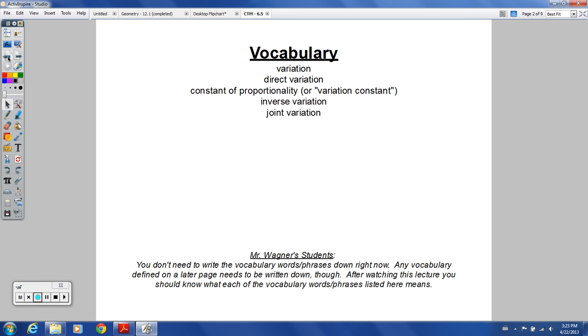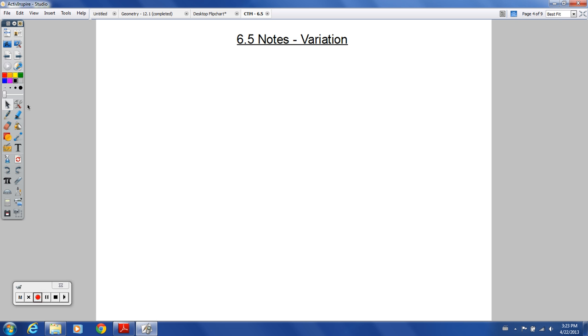So we're talking about variation. What is it? Why is it important? Why do we care? Variation, direct variation, inverse variation, and joint variation. What those three things mean. That's the major three things we're looking at here in this lesson. So let's get started. Let's get right into it.